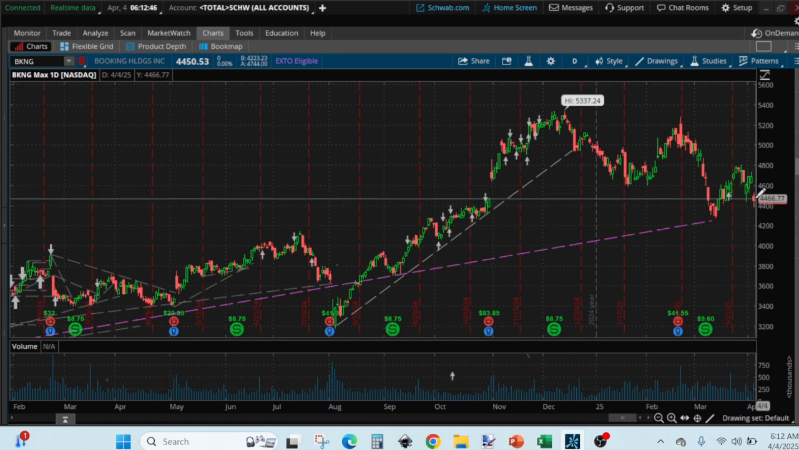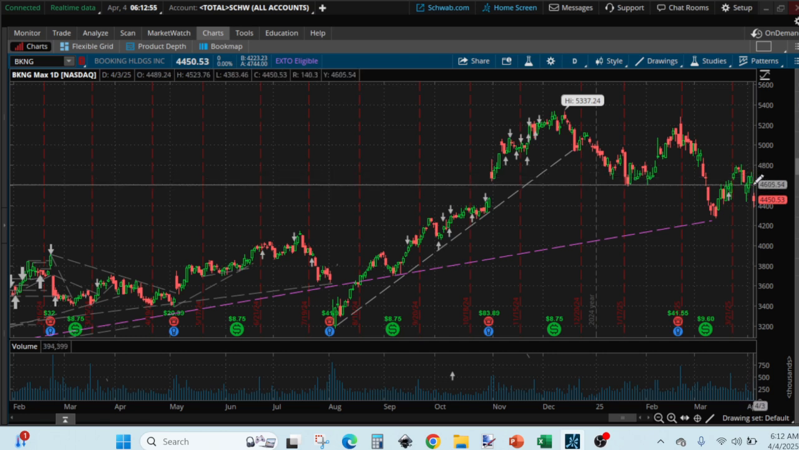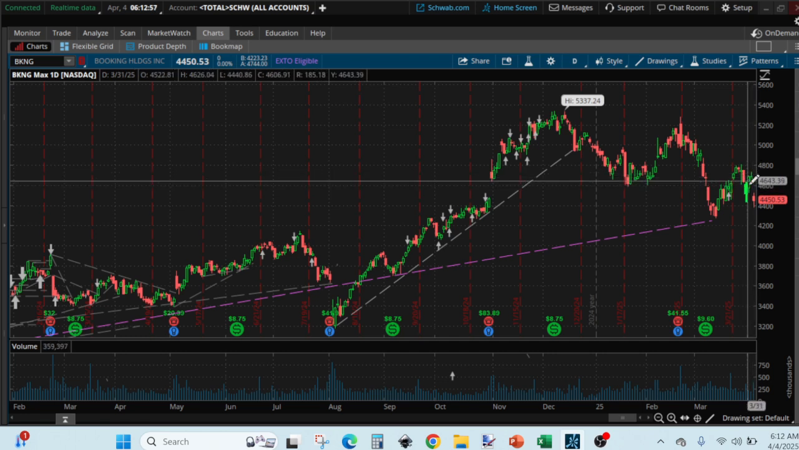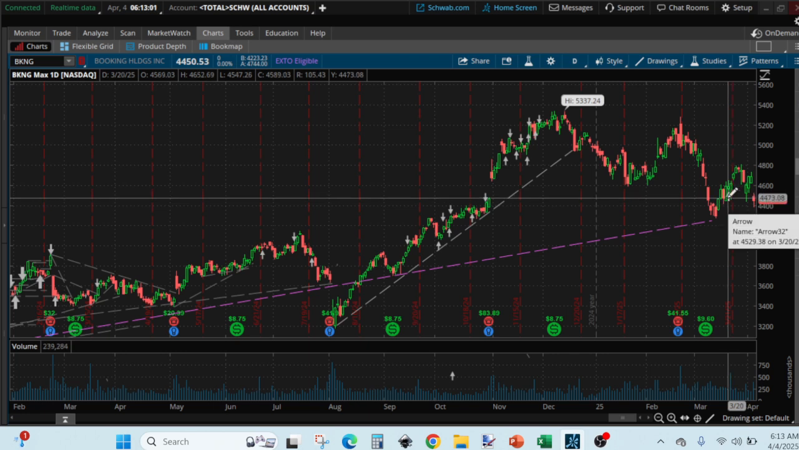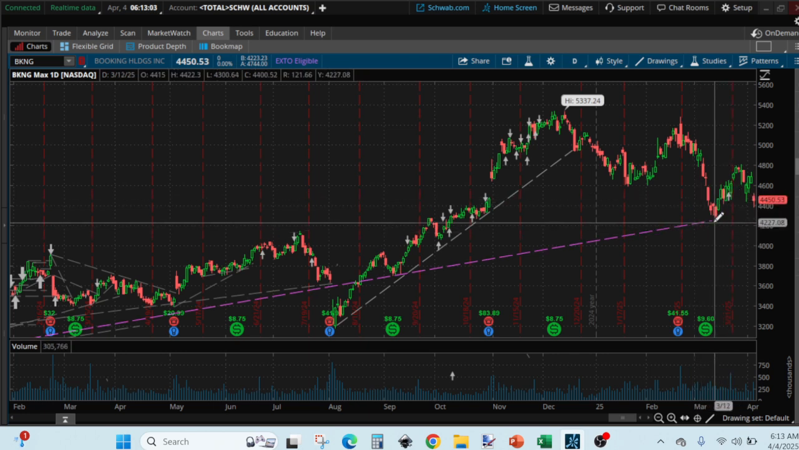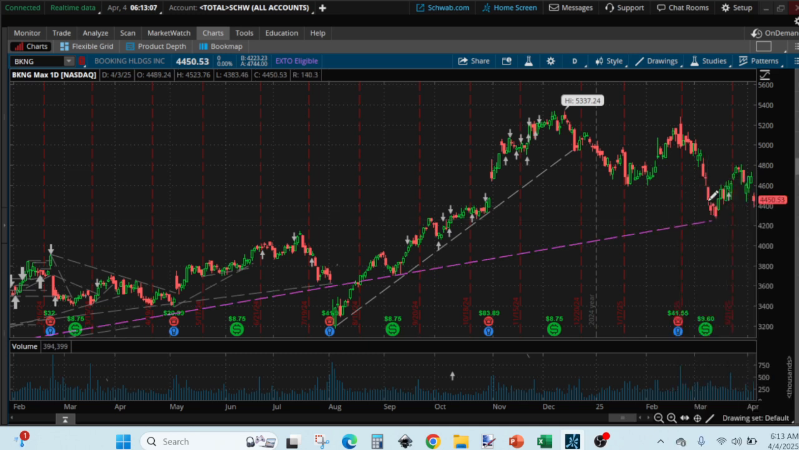That's why we have a red bar here. The closing price was lower than the morning price. The price dropped, and a green bar means the closing price was higher than the morning price. The price went up. Yesterday the price dropped. Where we bought it, we put an arrow there. So we bought it at the trend line, which you can call the support line as well.